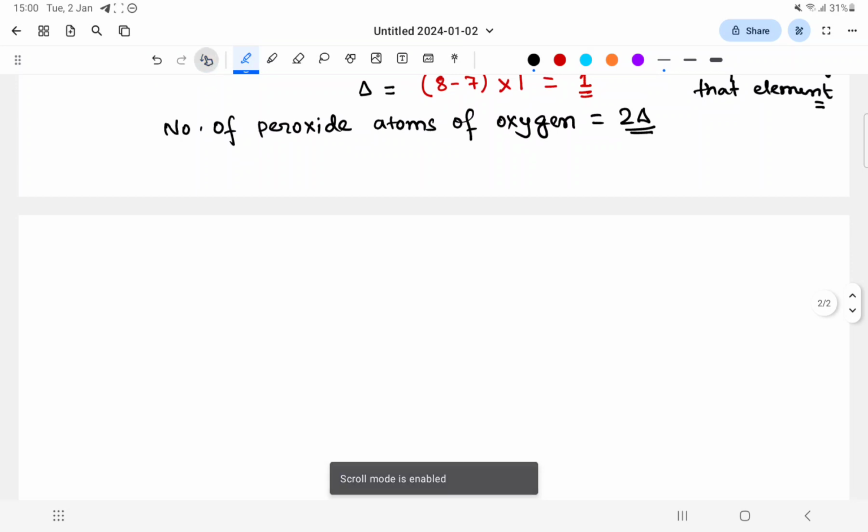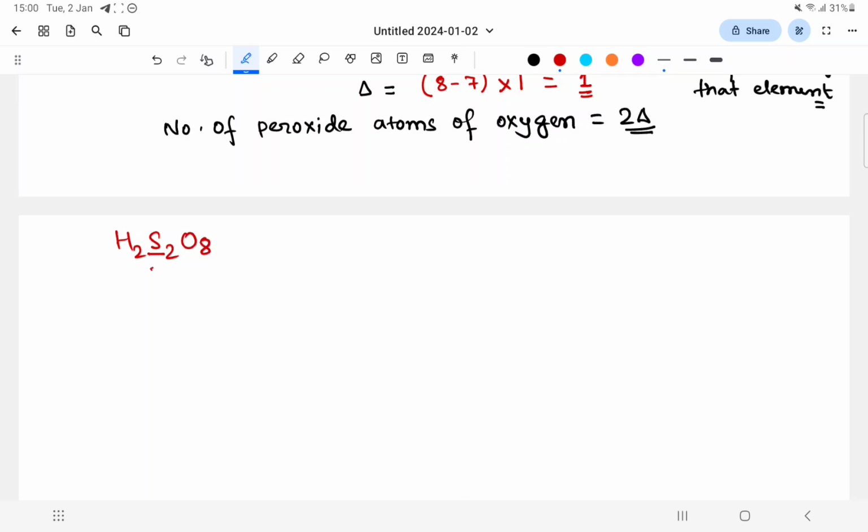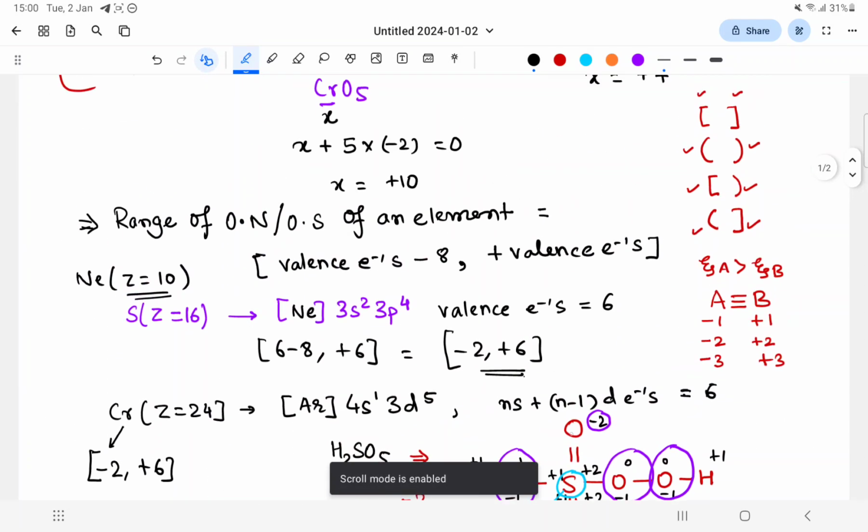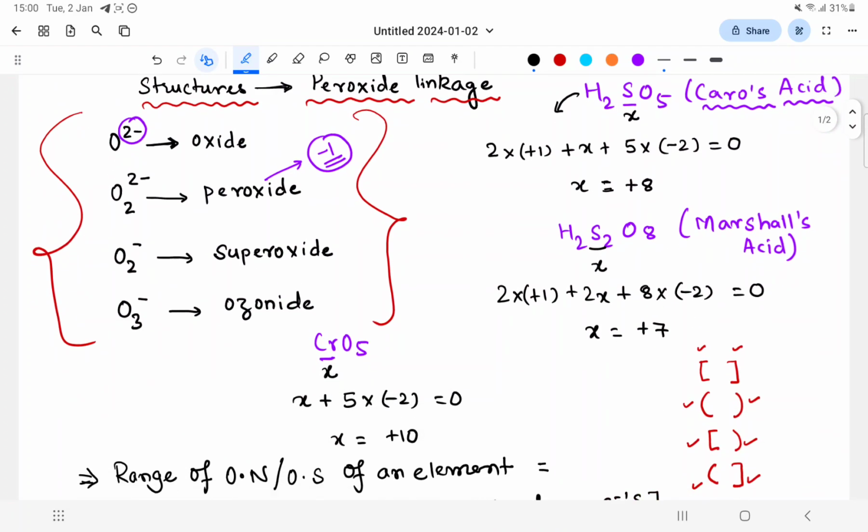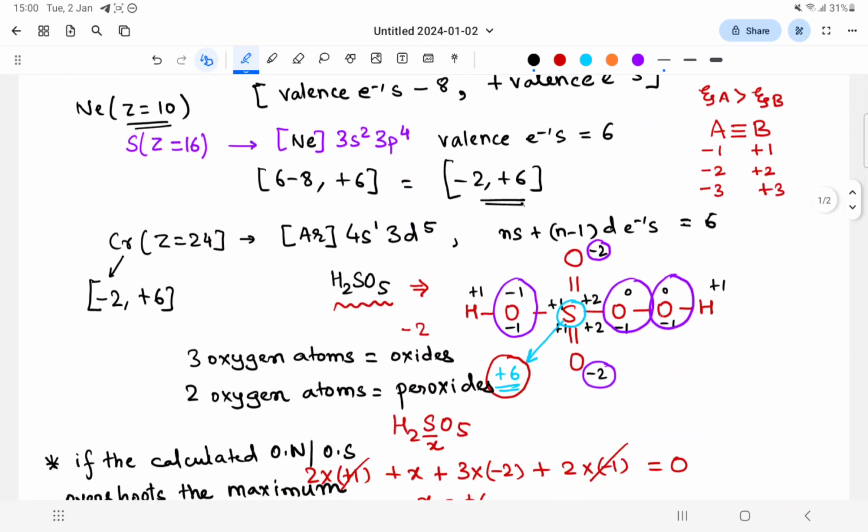Now let's take one more example, Marshall's acid, H2S2O8, and let us underline sulfur here. You have already calculated the value of X. Can you tell me what value you got when you did it for H2S2O8? You got it as +7.